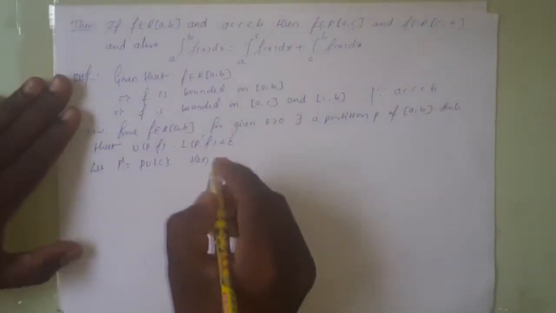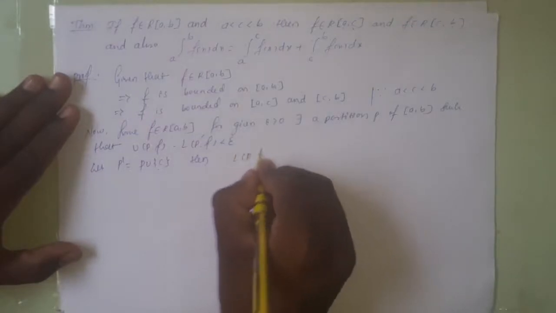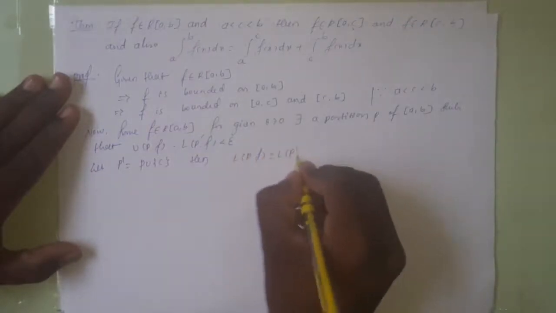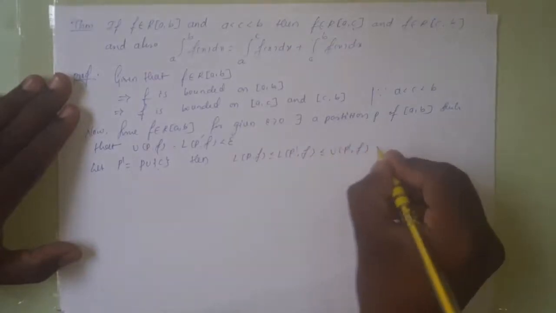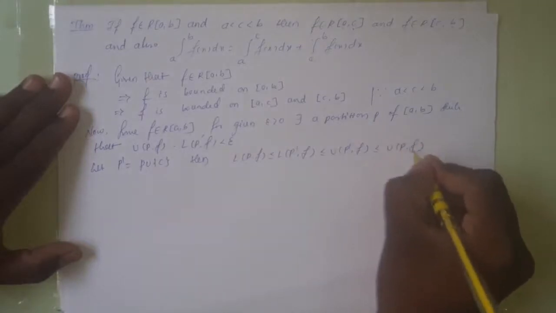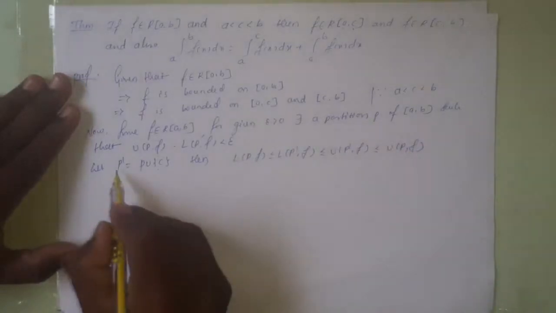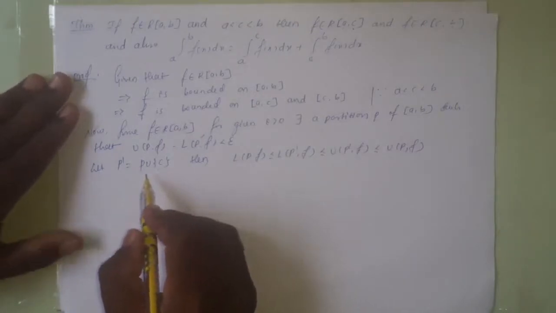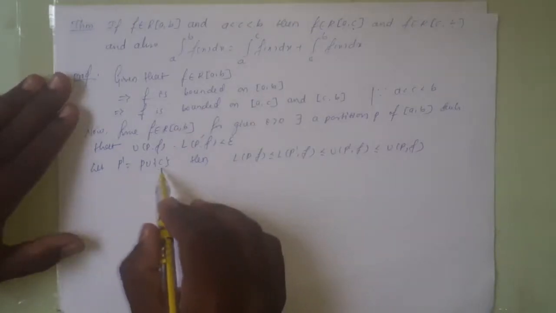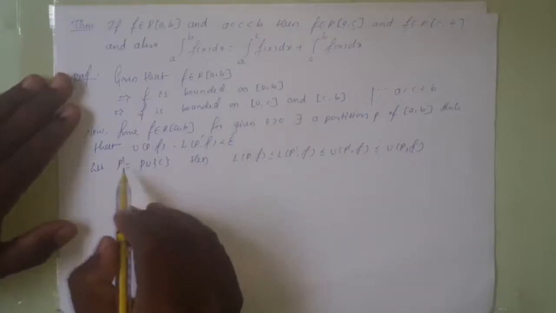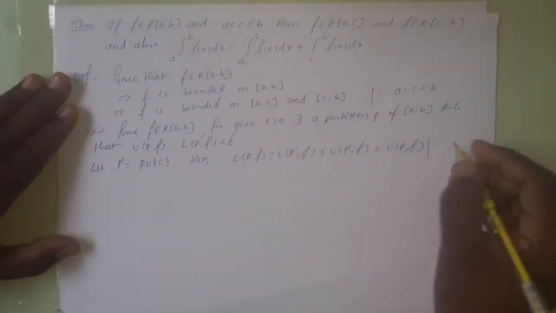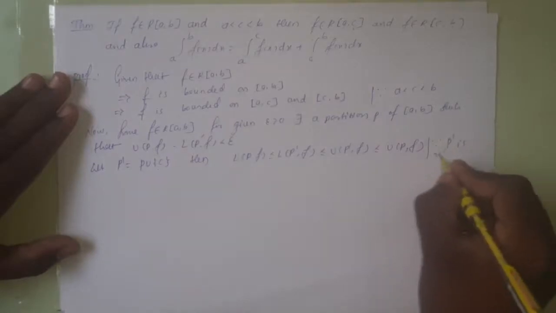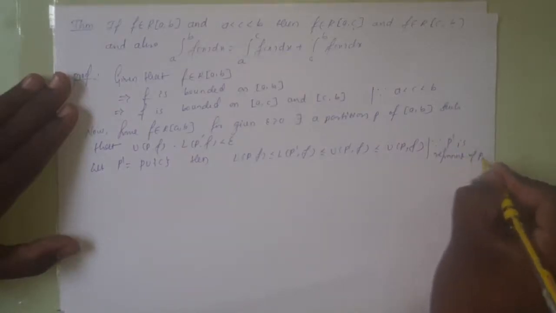Then we can write that L(P, f) is less than or equal to L(P dash, f), which is less than or equal to U(P dash, f), which is less than or equal to U(P, f). It is because P dash is the refinement of P, because P dash contains one extra point, that is c. Therefore P dash is the finer partition. Hence it is the refinement of P. So here the reason is P dash is a refinement of P.